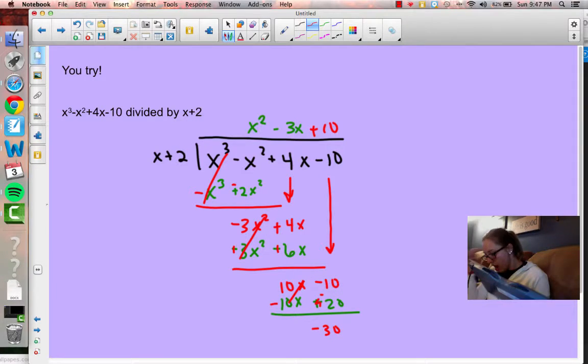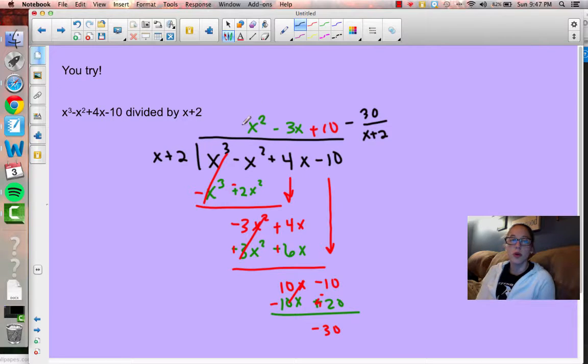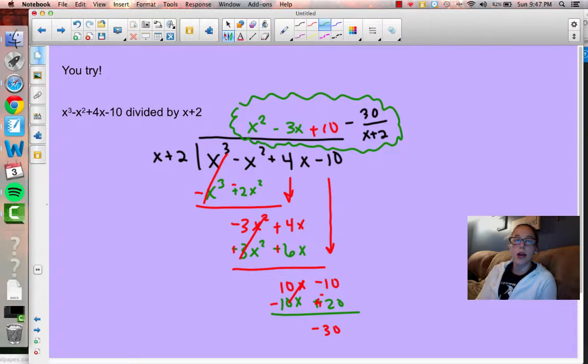And remember, because we're dealing with remainders, that remainder would go back up at the top as a minus 30 over x plus 2. So this right here that I'm scribbling around, that's your final answer. So if you have any questions, make sure you come ask me, but it's all just multiplication, subtraction, making sure you got your signs right. Otherwise, it shouldn't be too difficult.